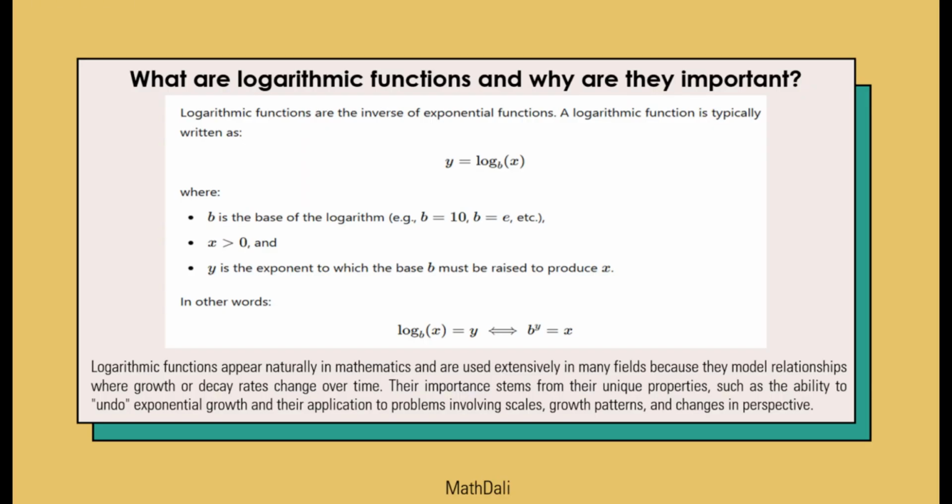Logarithmic functions are the inverse of exponential functions. It is written as y = log x to the base b, where b is the base of the logarithm, x is greater than 0, and y is the exponent to which the base b must be raised to produce x. They are extremely important because they model relationships where growth and decay rates change over time. And with its unique property, we will be able to solve problems which involve growth patterns and changes in perspectives.